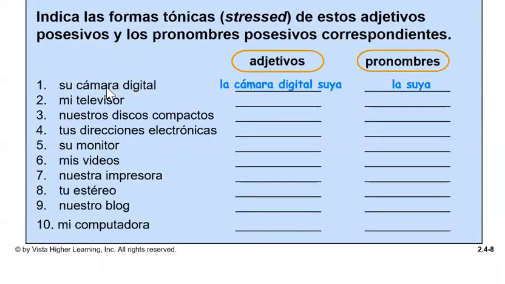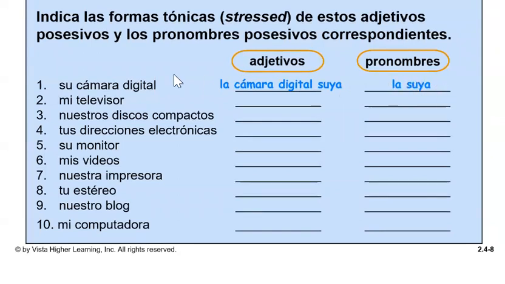Su cámara digital. This is one way you could say this. What's another way you could say it? You can say la cámara digital suya. Su is the short possessive, but we have that stress possessive. Suya is the same equivalent, but we put it at the end. We've got the definite article beforehand, the noun, and then the possessive adjective after. If we want to make that a pronoun, all we do is keep that definite article and the stress possessive adjective, and that's it. That's how you make the pronoun.